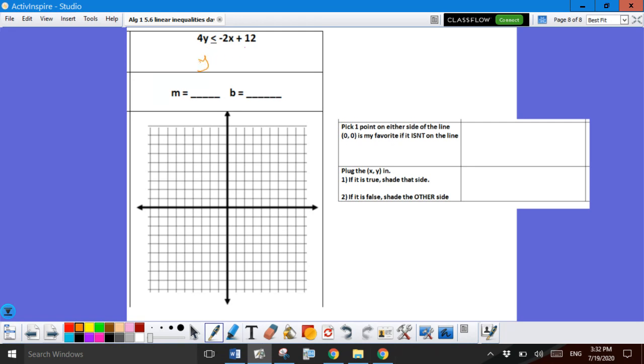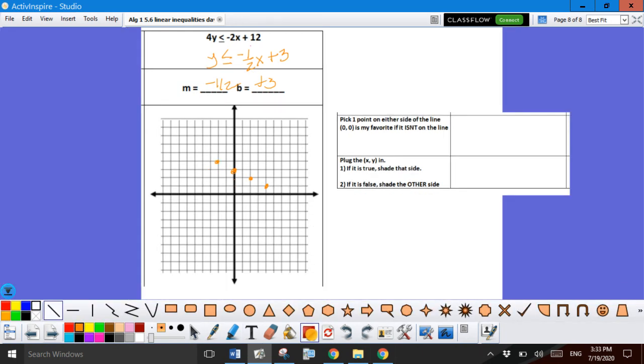All right, let's see how you did. Y less than or equal to negative 1/2 x plus 3 is what you should have had for your slope and y-intercept. So positive 3, 1, 2, 3, down 1, right 2, down 1, right 2, up 1, left 2, and this is going to be a solid line. So I have a line coming right through here.